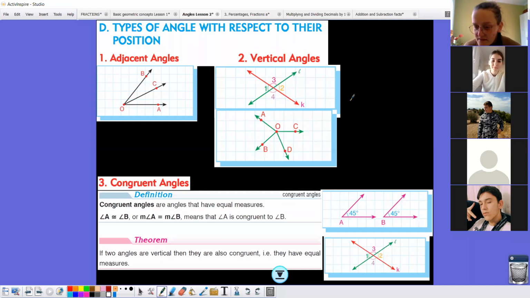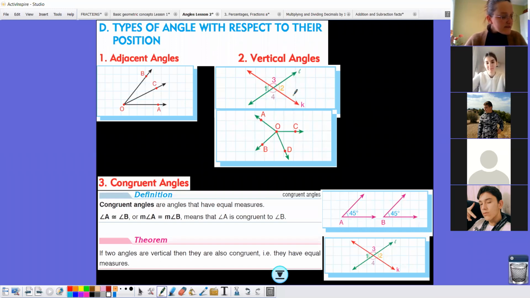The second type is vertical angles. As you can see here, we have two intersecting lines, and of the angles that are formed here, some of them we call vertical angles. Which ones? For example, 1 and 2, they are vertical angles. And 3 and 4, they are vertical angles. Okay? Did you understand which ones?